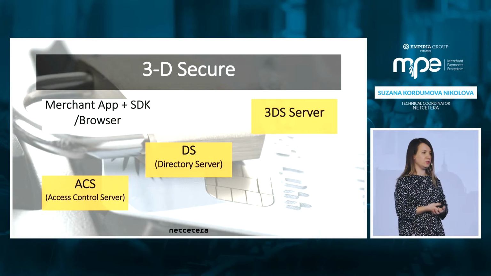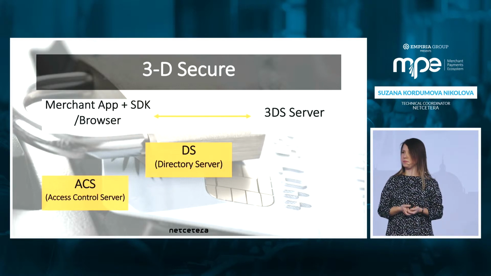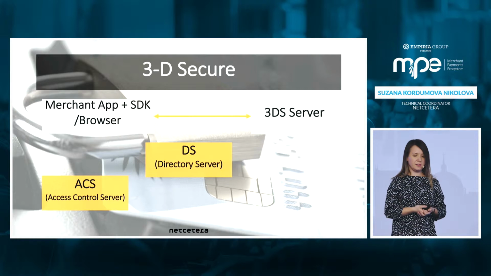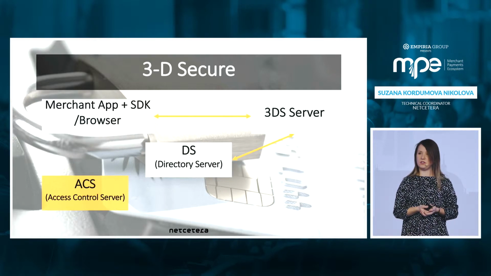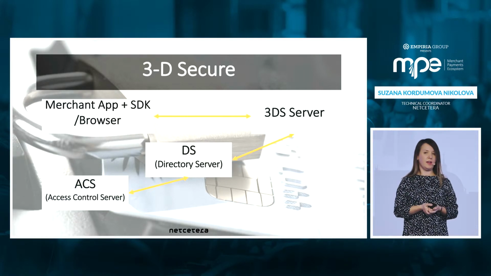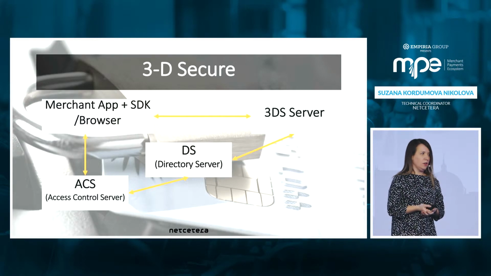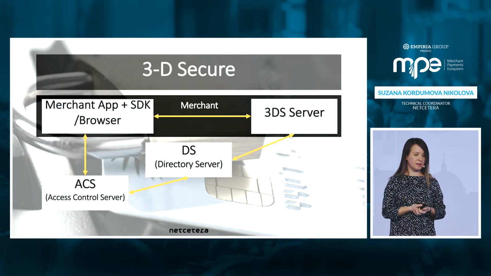The 3DS client, which is the merchant mobile application plus the SDK integrated in it, or a browser, if a browser is starting the transaction, is communicating with the 3DS Server. This server facilitates the communication between the client and the directory server. It sends the data to it. Then the directory server, which is from the interoperability domain, communicates with the access control server, and if the user is required to do an authentication challenge, this server communicates directly with the client.